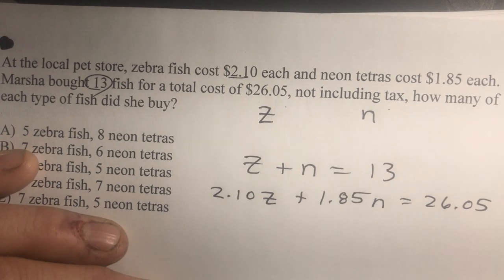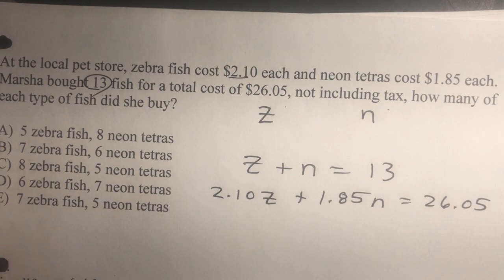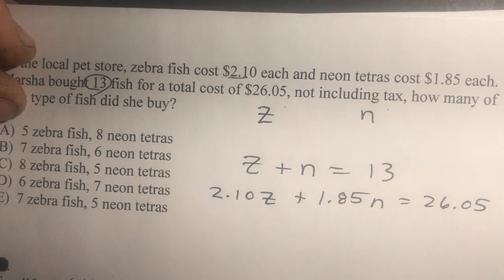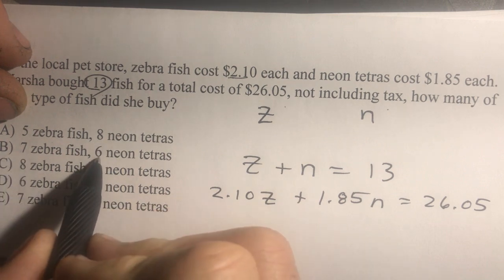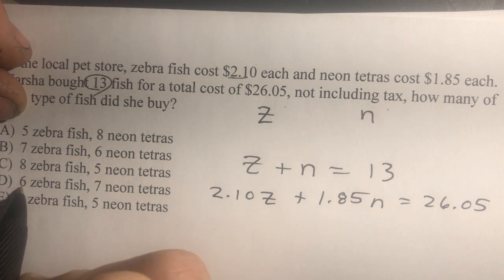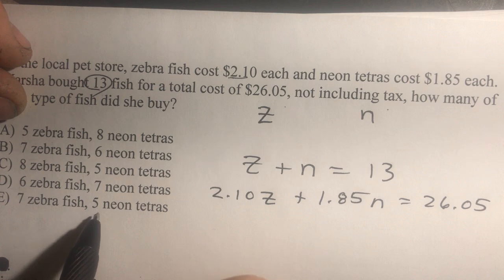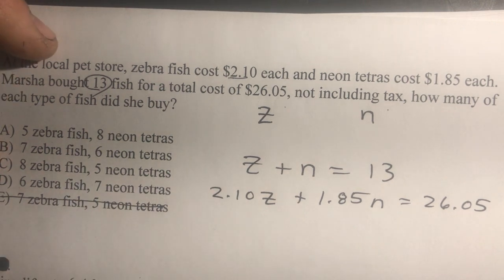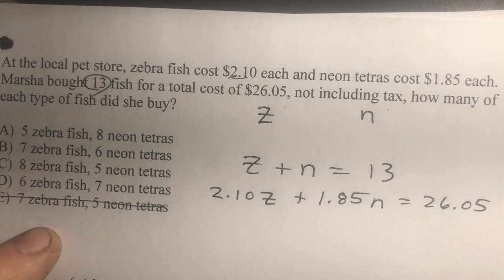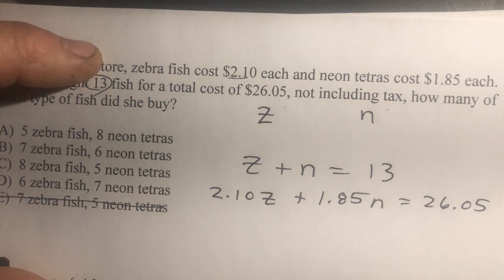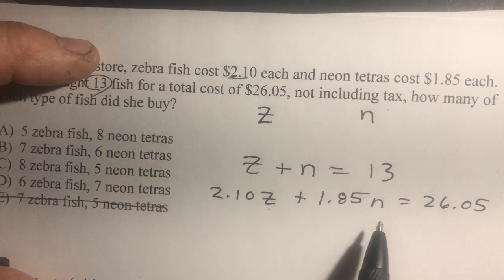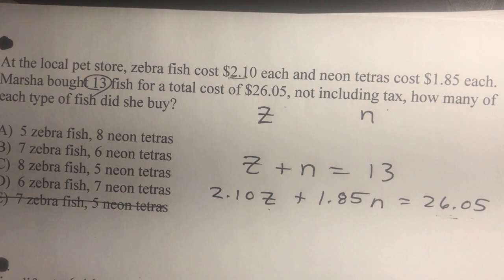Okay, now here's a quickie way to do this. You've got these 2 equations. First, Z plus N has to equal 13. So like 5 plus 8 is 13. 7 plus 6 is 13. 8 plus 5 is 13. 6 plus 7 is 13. 7 plus 5 is 13? No, that's 12. So this one's out. So all these add up to 13, and all those are possibilities. Now all I can do is put 5 in for Z and 8 in for N down here and see if I get 26.05. So here's my calculator.